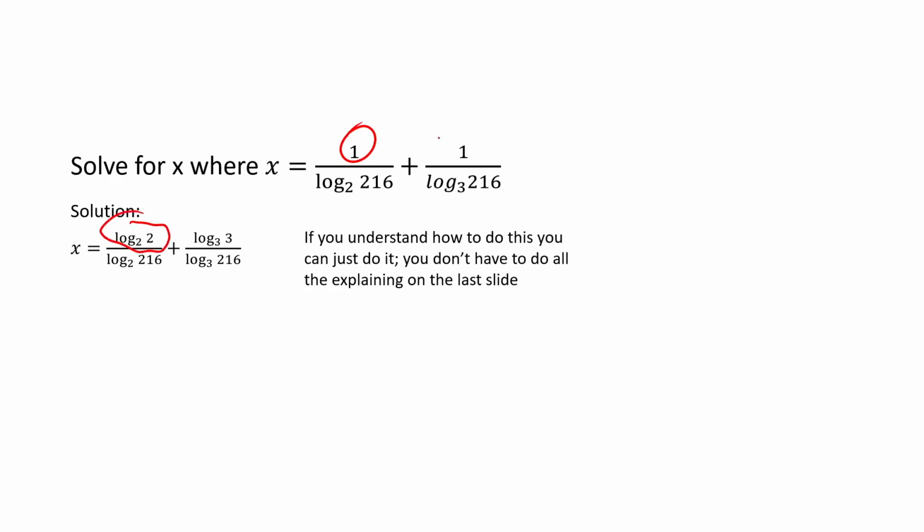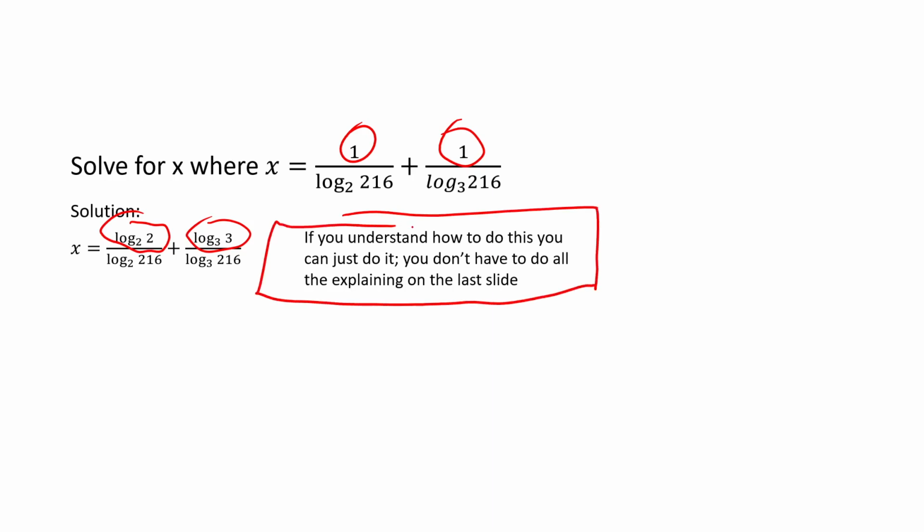1 is equal to this, and this 1 is equal to this. And like it says here, I really want to make this point. You don't have to show all the steps or all the explanation I've just shown. If you understand how to do it, you can do it. And the reason we're doing it is, focusing on this first fraction, we've got the same base of logarithm in the numerator as in the denominator. Therefore, we can use our change of base formula, and we can say that this is the same as log base 216 of 2. And over here, we've got the same base of logarithm in the numerator and denominator. So we can say that the second fraction is log base 216 of 3.